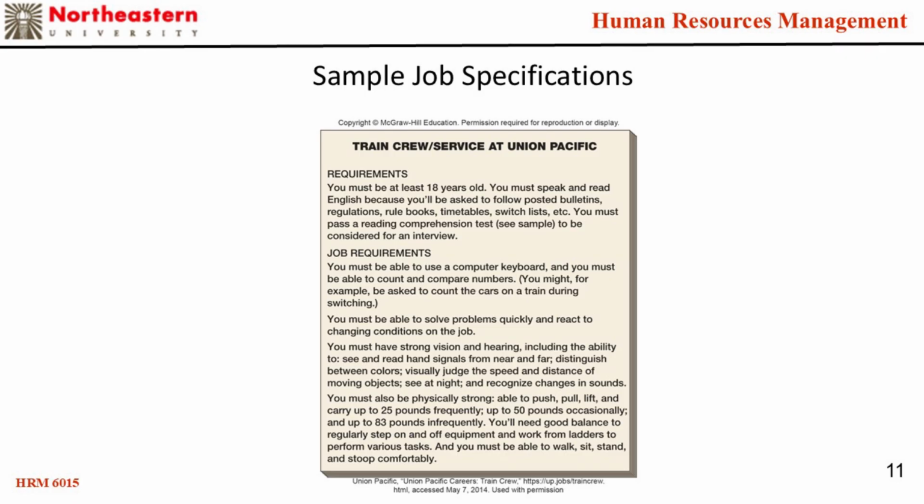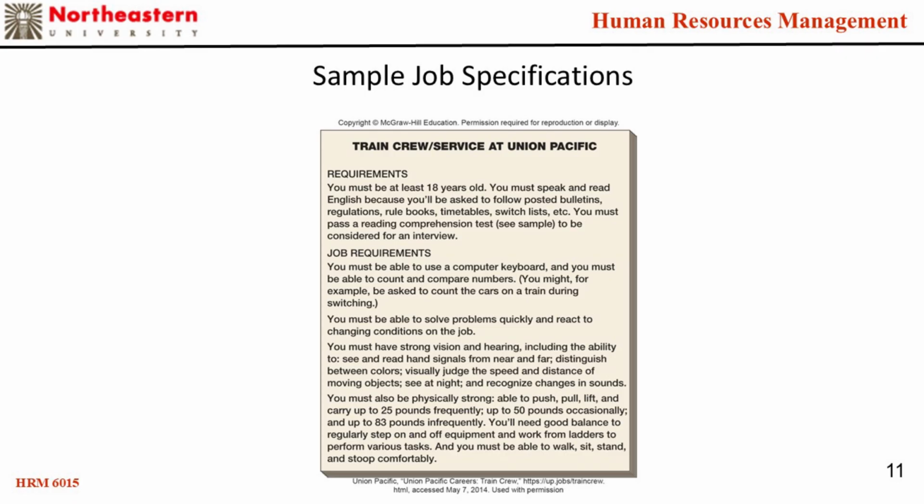You must speak and read English because that's the way it works. That can be argued that it is a bona fide requirement of the job, so you wouldn't necessarily be having a disparate impact on people who don't speak English. If all of the rules and the safety measures are in English, that is a requirement of the job. You have to be able to use a computer keyboard, and you have to be able to count and compare numbers, so you have to have some basic math skills. These, again, would be bona fide requirements of the job.